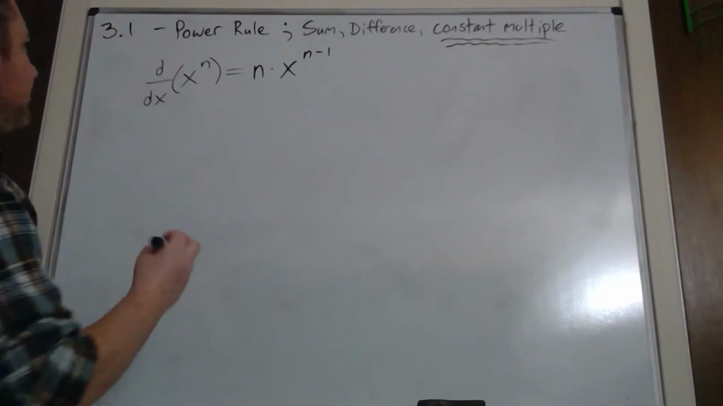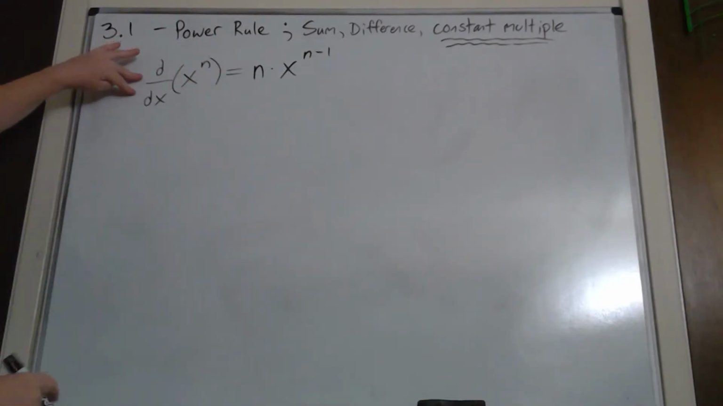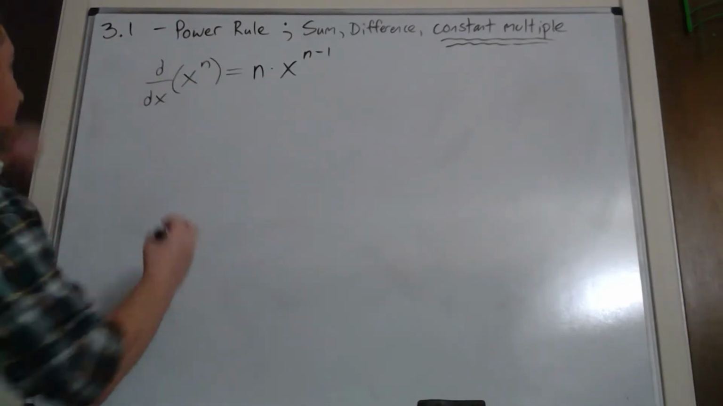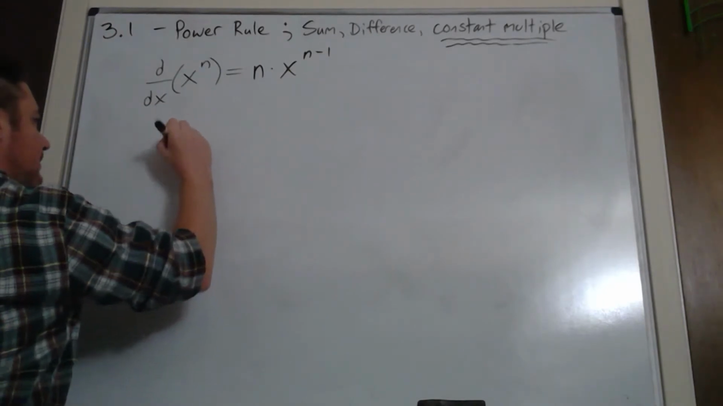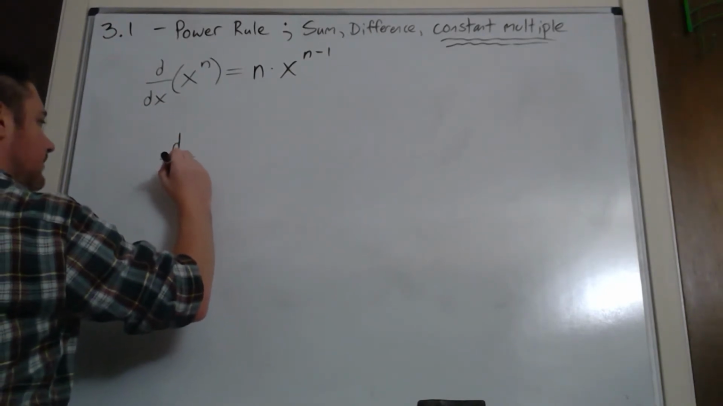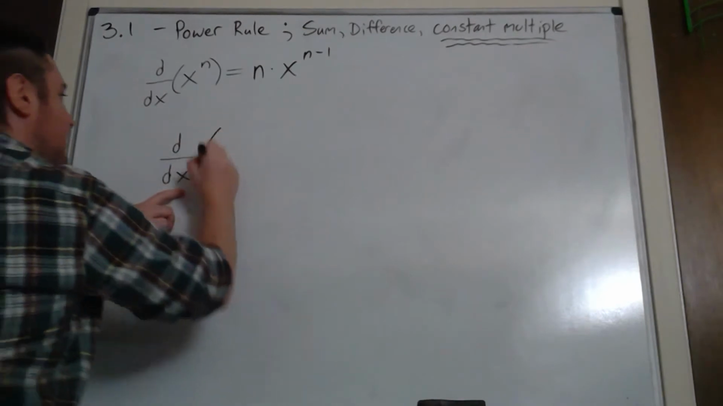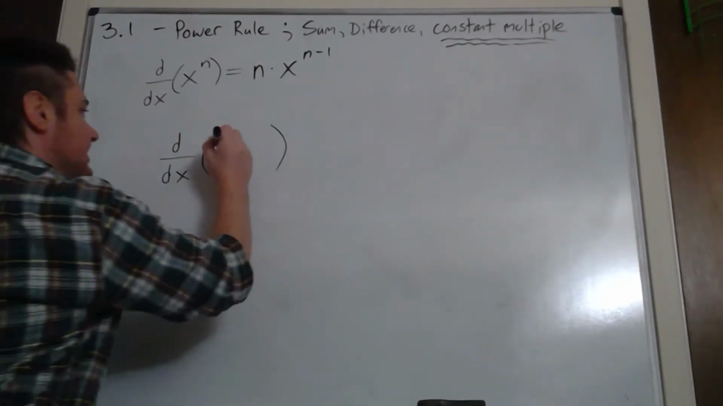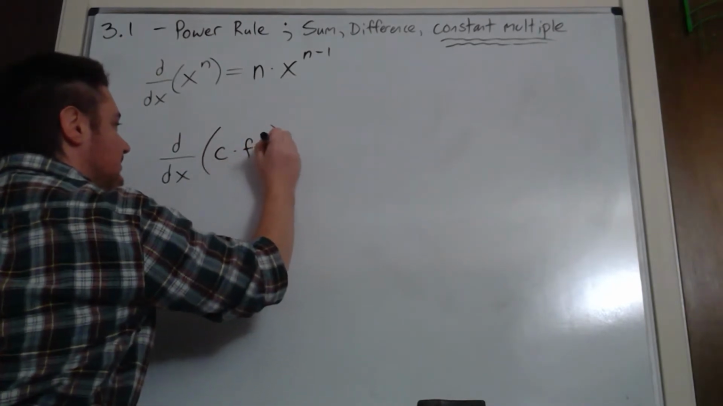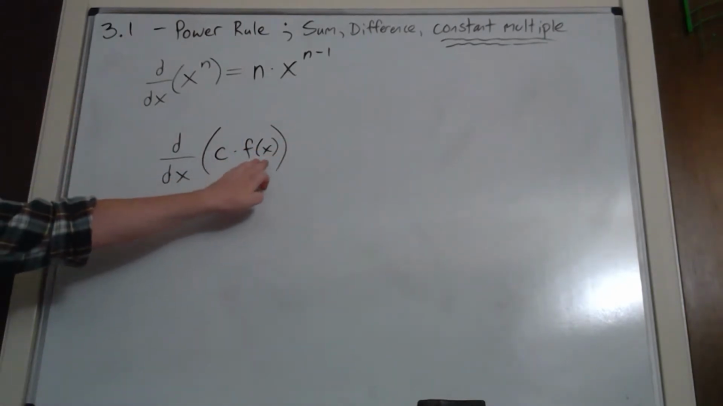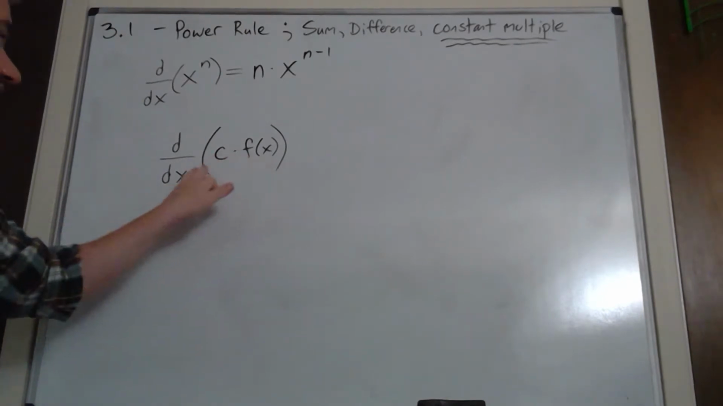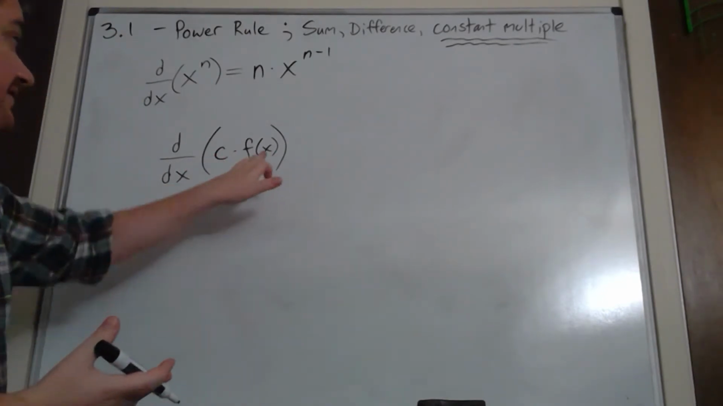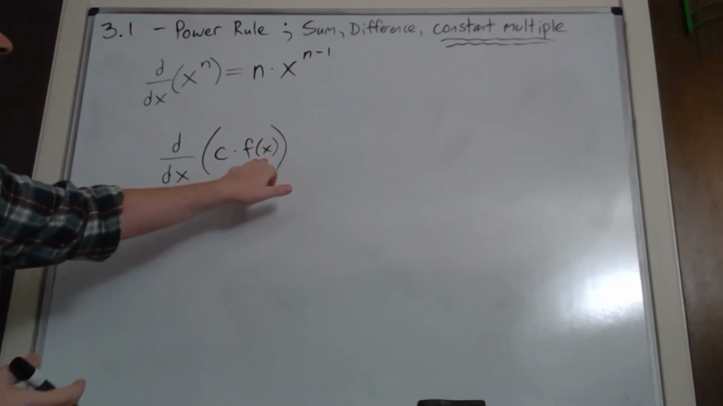What the constant multiple rule says, I'll write it in the D notation, then I'll give an example. If I want to do the derivative with respect to x of, and I'm going to put the function inside here, let's say the function is a constant times some function of x. In the first example I'll do, this function of x is going to be a power function, but this constant multiple rule works for any differentiable function f that I plug in here.